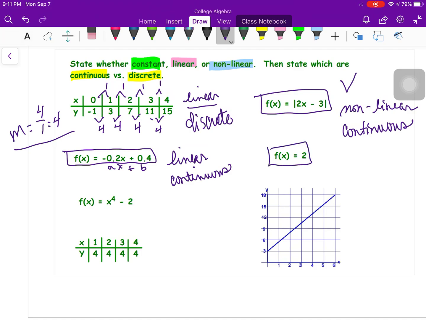Next, f of x equals 2. Well, the best description would be constant because it is of the form y equals b. Y equals some number. And it is a horizontal line, so again, I can draw a horizontal line without picking up my pencil, so it is continuous.